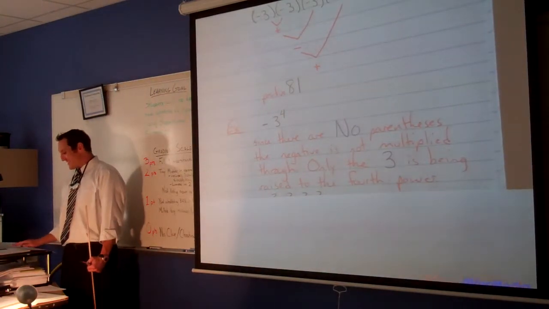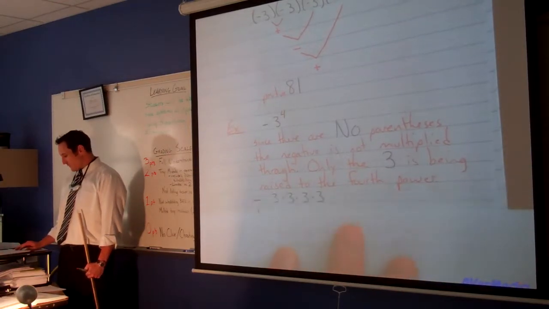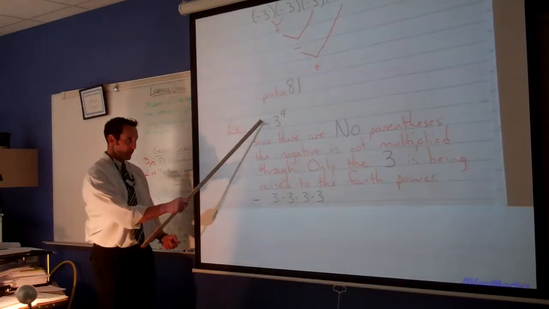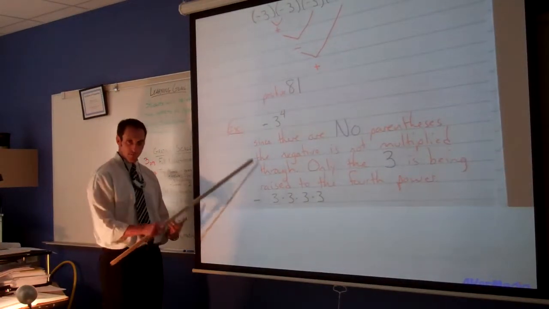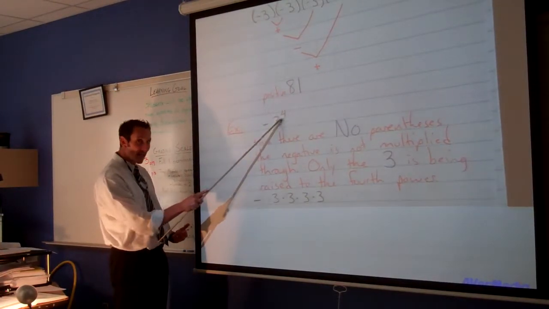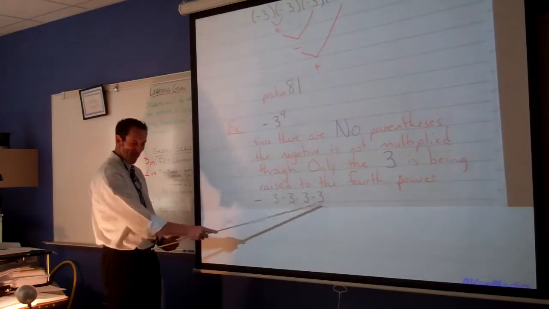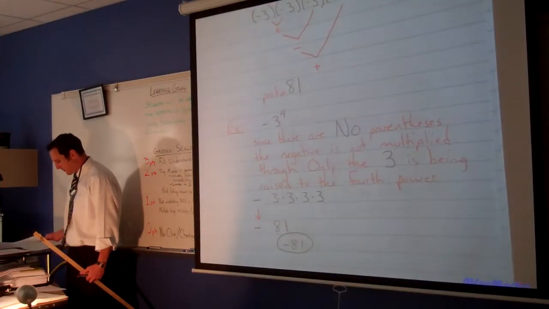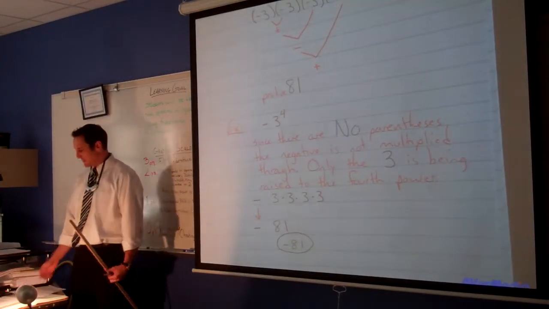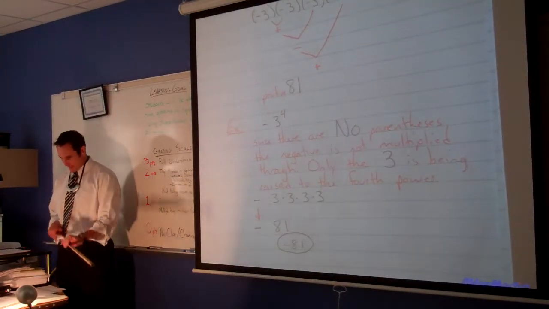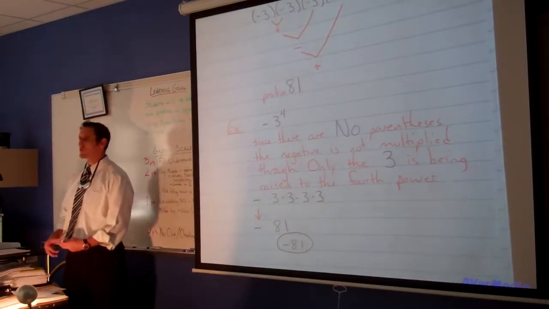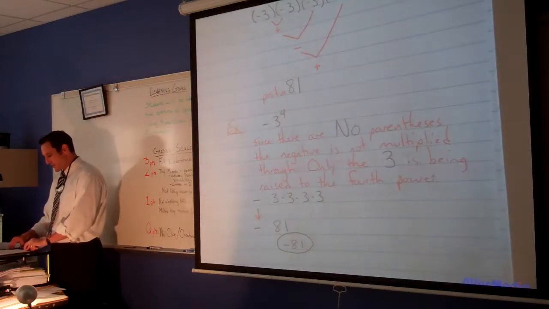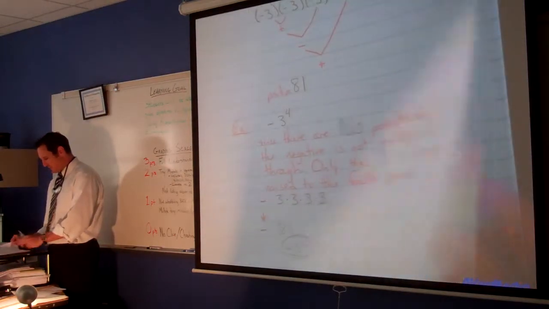So when we multiply this out, we have the negative that's all the way out to the front. That's not being raised to the 4th power. Only the 3 is being multiplied by itself 4 times. So we have to remember the power of parentheses. This expression would of course be negative 81. So that's all the pieces of knowledge that we have to recall from earlier this year to bring into the new information.